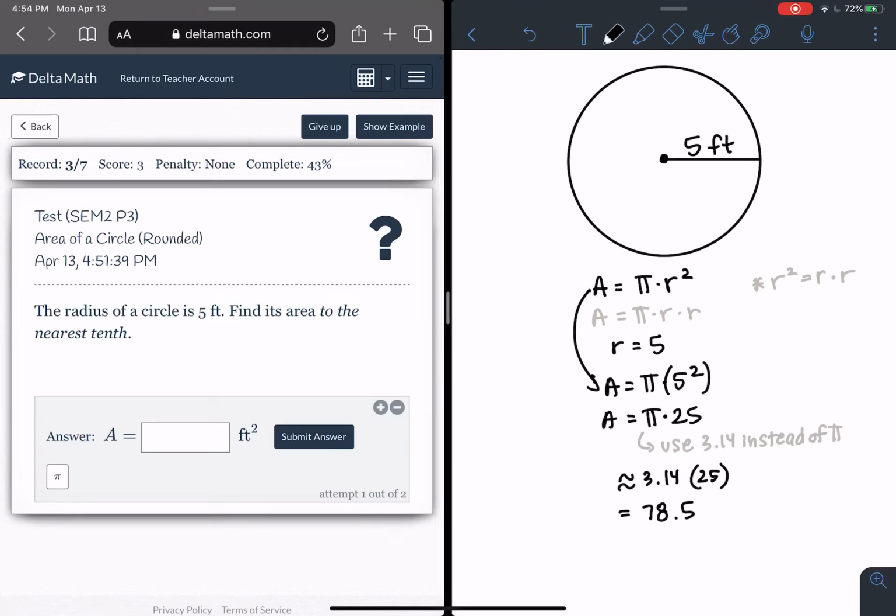All right. Now our final answer, it ended up already being rounded to the nearest tenth. So there's no more work that we have to do here. Okay.